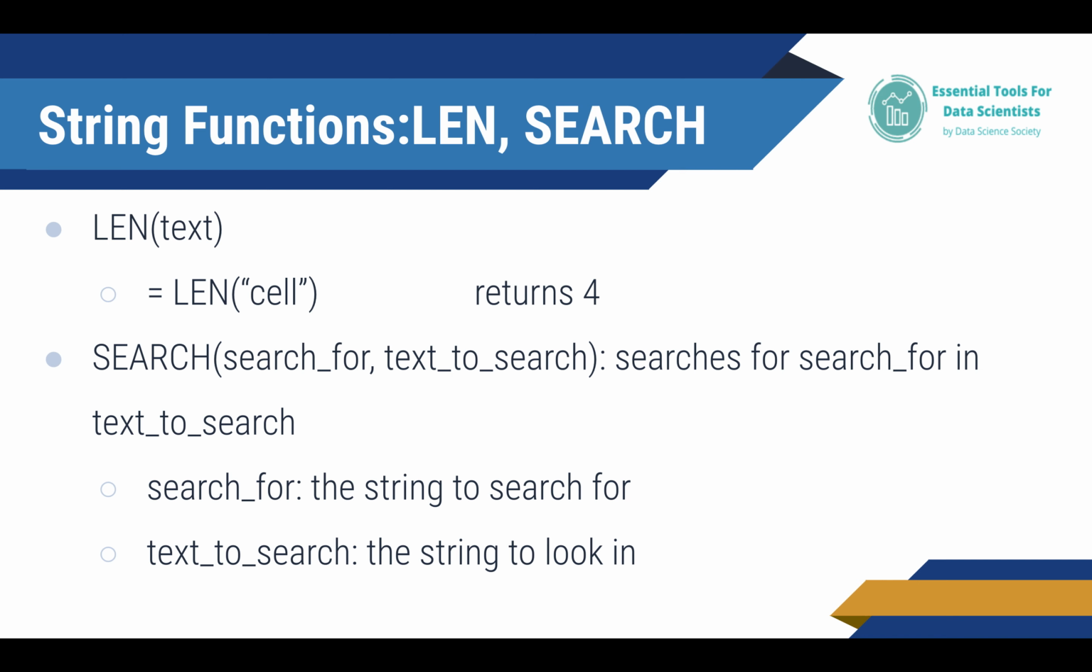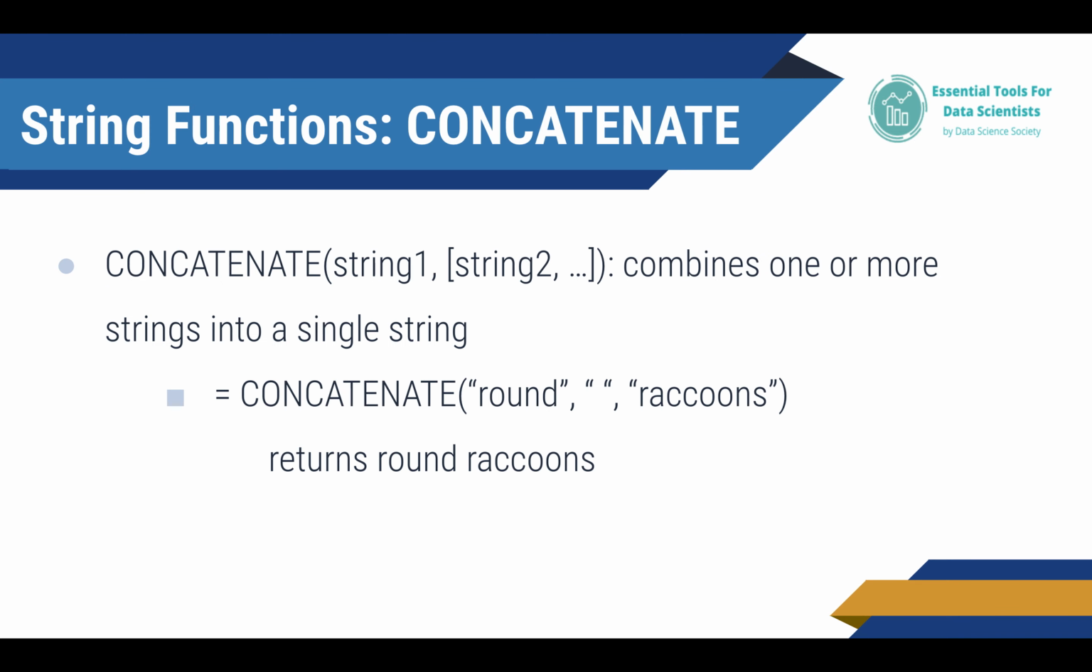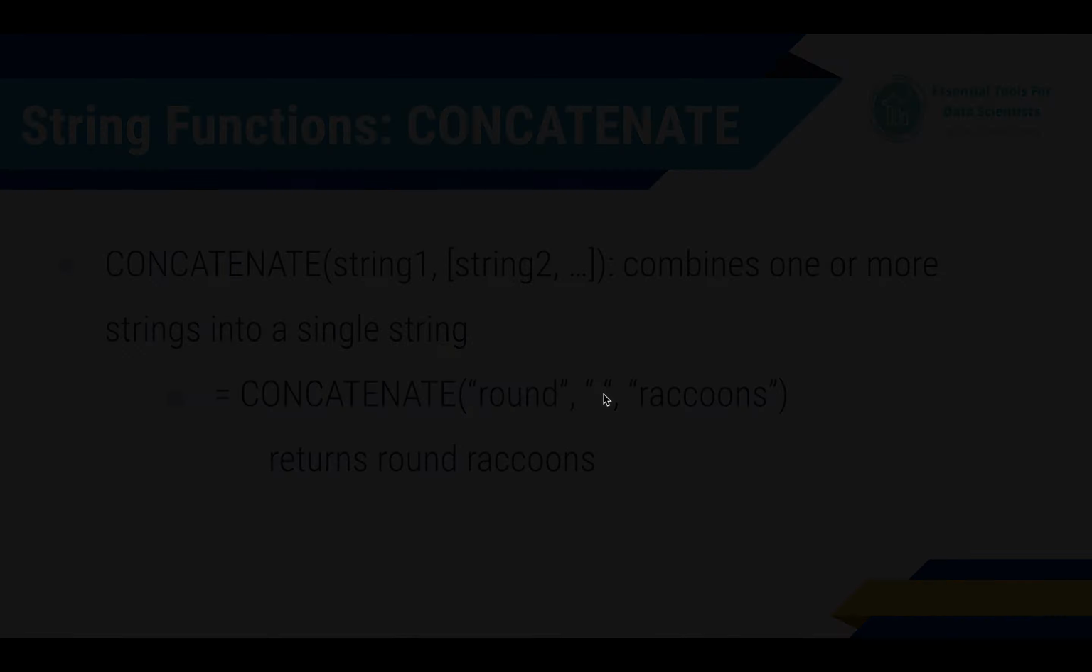Search, this is kind of cool. We can search for a string, and we can provide the text that we want it to search. Then we have concatenate. So concatenate takes at least one string. It would probably make sense to do more than one string since it combines one or more strings into a single string. My example, concatenate equals round space raccoons, and that would return round raccoons. We have to specify that we want this space in there. That's also true of punctuation.